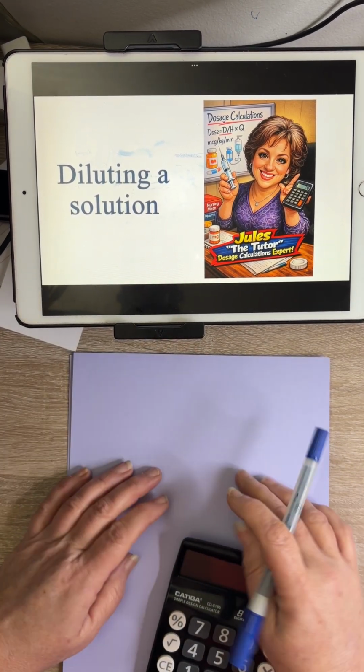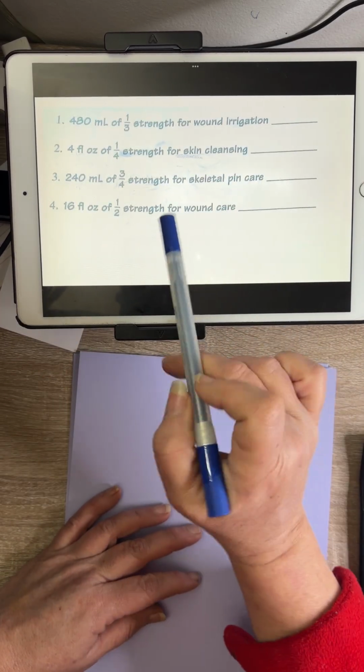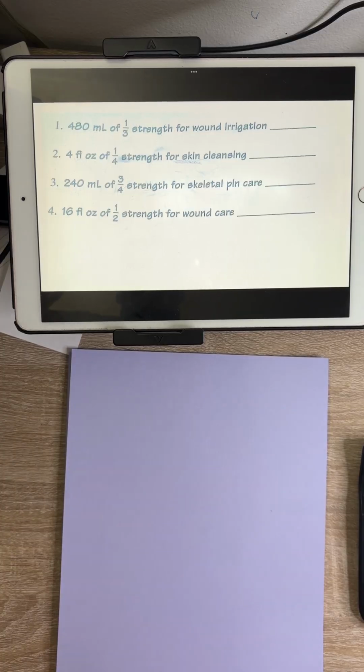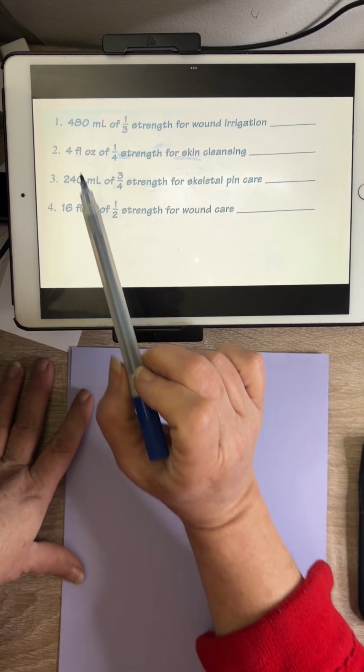I want to do some problems on diluting a solution. All right, I'm going to work these 4 problems. You may have seen them before, maybe not. We're fixing to work them.